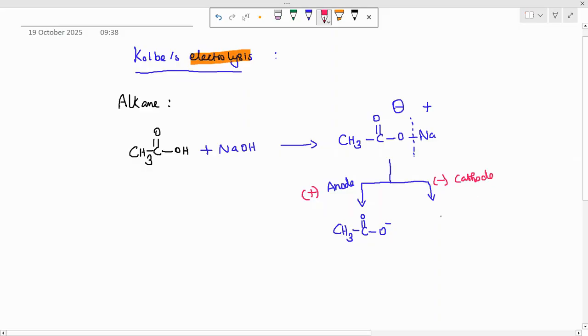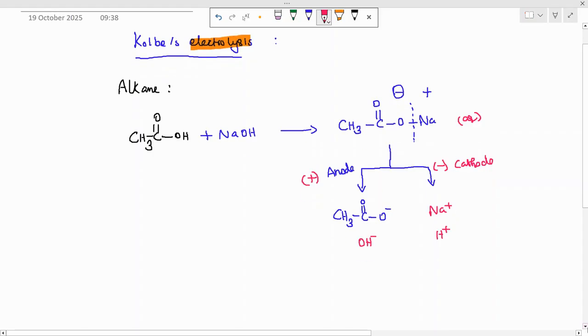So the cathode can attract cation. Here Na plus will be the cation. And here one more thing, we are doing the electrolysis in aqueous solution. The aqueous solution has water, so water can also undergo electrolysis. When you pass current, it will be dissociated into H plus and OH minus. So there are two types of anion and two types of cations in the Kolbe electrolysis process.